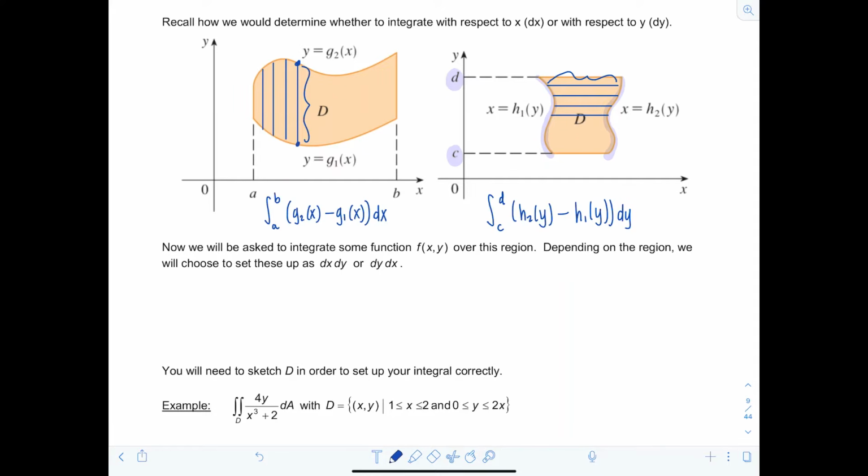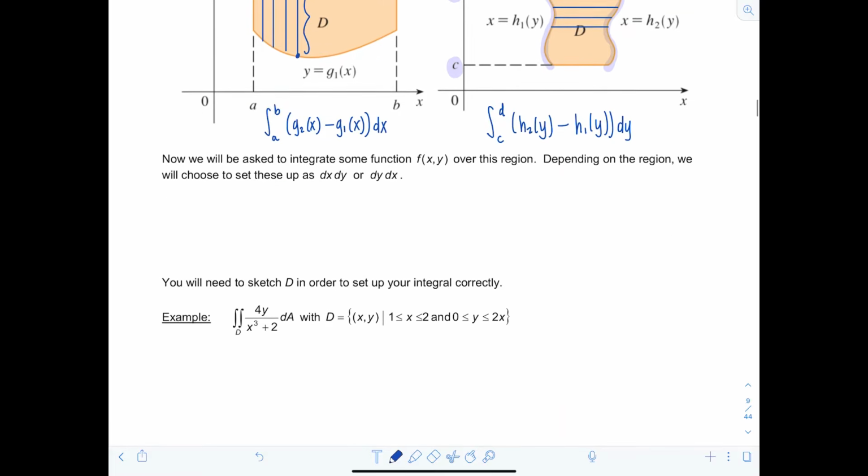So now what we're going to be asked to do is integrate some function f of x y over this region. Just like before in the previous lesson, we had a rectangular region and we would imagine that as the base of our solid. In this case, now we have this region D and that's the base of our solid. So we have these function values, z values, floating either above or below D. And now we want to integrate it over this region. So we have to set them up as either dx dy or dy dx, depending on the configuration of D and what makes more sense for the problem.